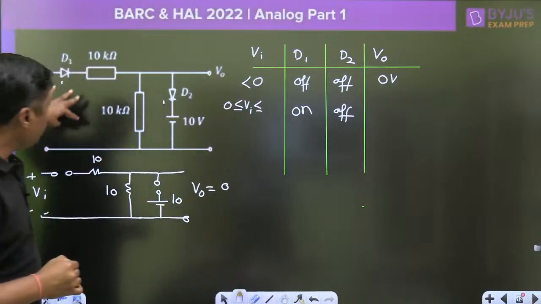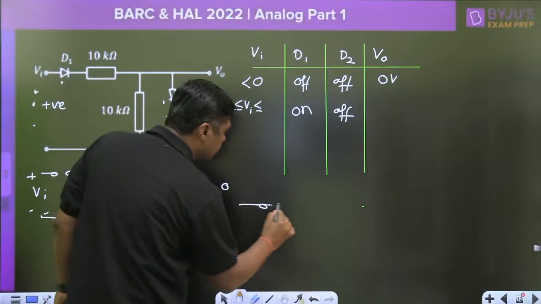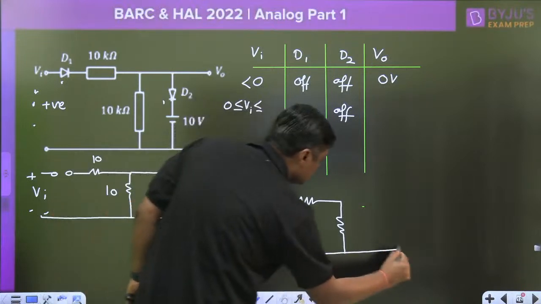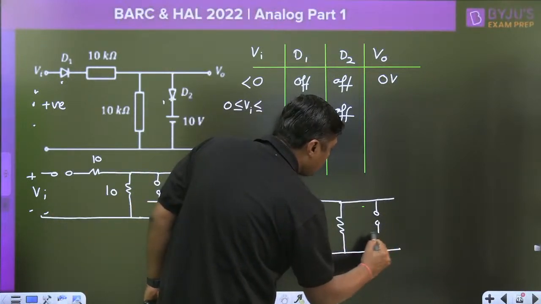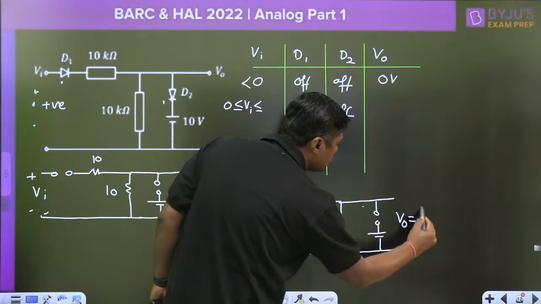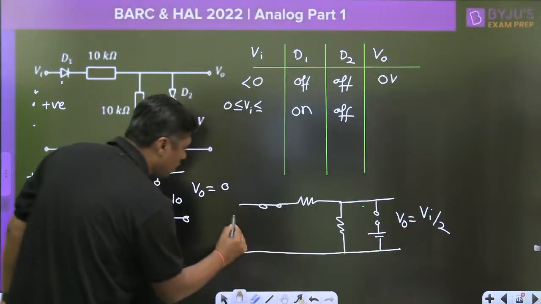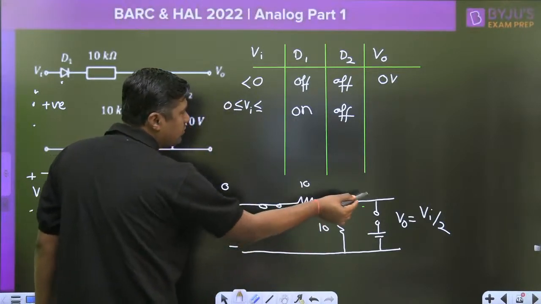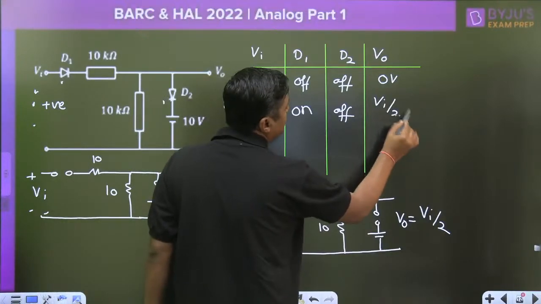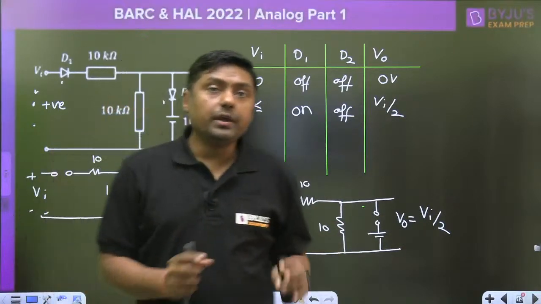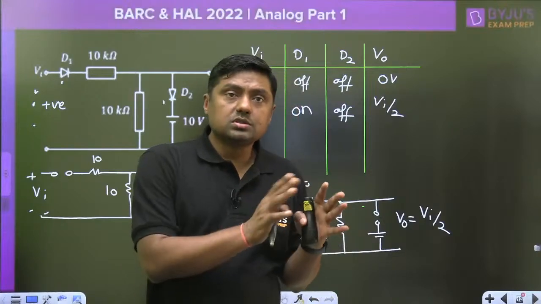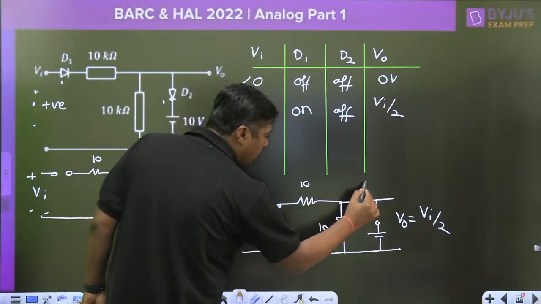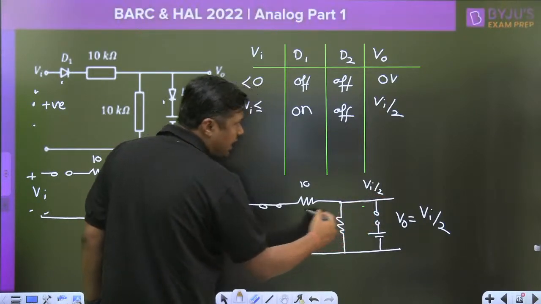You have to make the second diagram, short circuit, 10 kilo ohm, 10 kilo ohm. This diode is off. Everyone please tell me what will be the output. Now this will become Vi by 2, because this is the Vi, this is 10, this is 10. According to voltage divide rule, this will become Vi by 2. Now next thing. If this voltage is Vi by 2, watch this diagram, the diode.